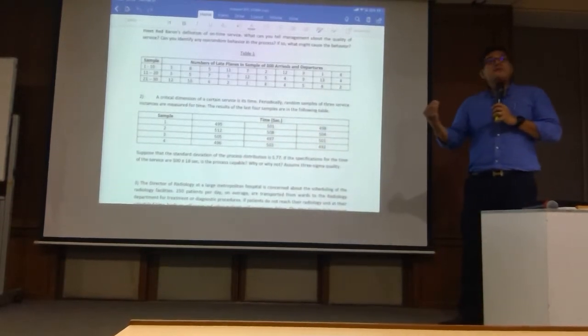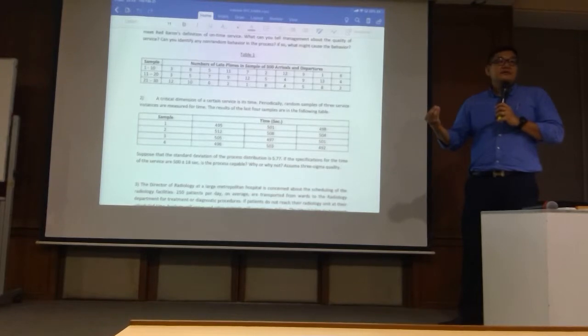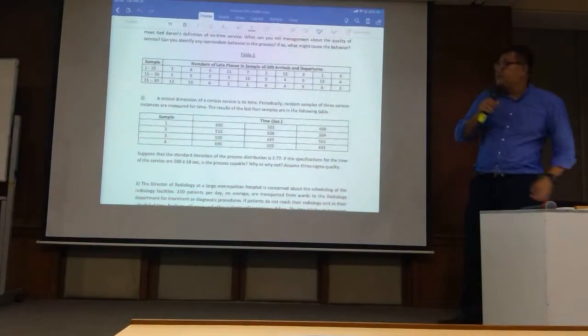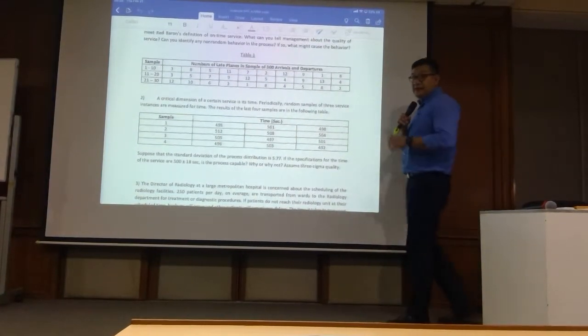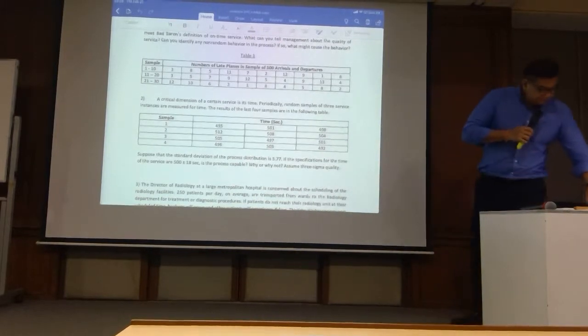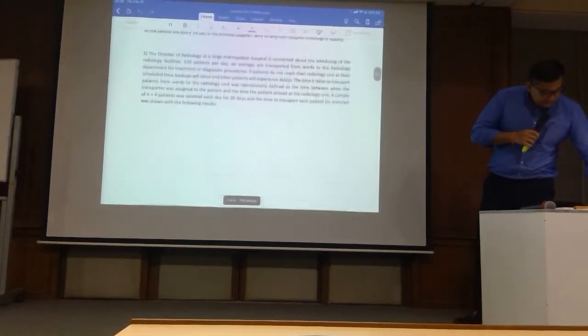You can have the mean of the process, or x bar in this case. Then you can calculate CP and CPK, okay? Yeah. And how about example number 3?